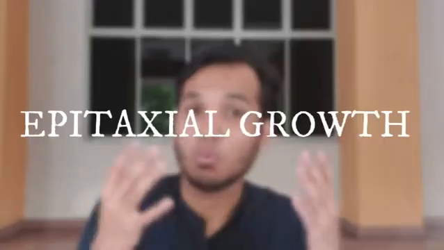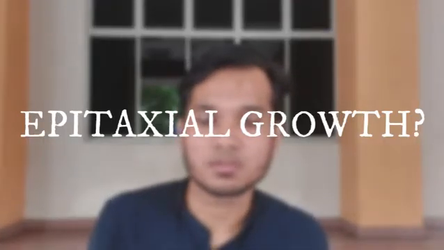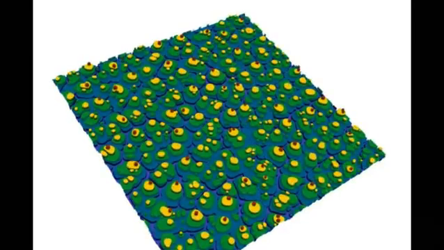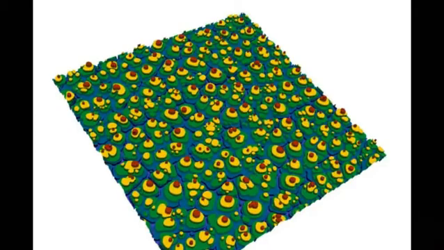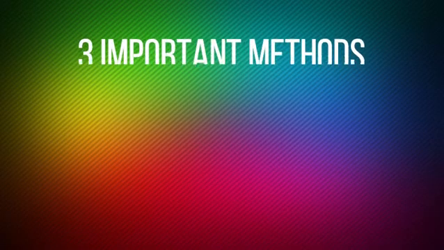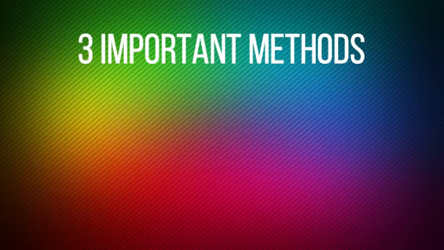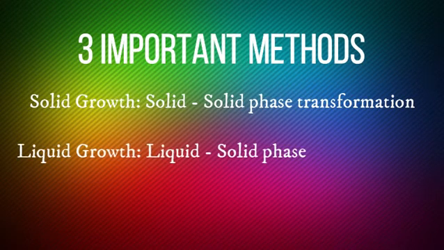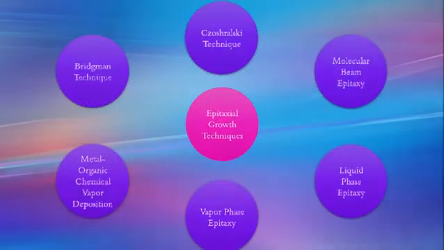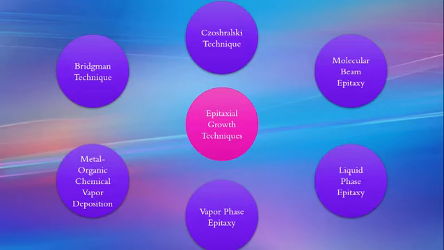So before we get into the techniques, what is epitaxial growth? Epitaxial refers to the method of depositing or growing a crystalline film on a crystalline substrate. Note that there are three important methods of crystal growth, which are solid growth, liquid growth, and vapor growth. In this video, we will go through 6 different techniques of epitaxial growth in detail.